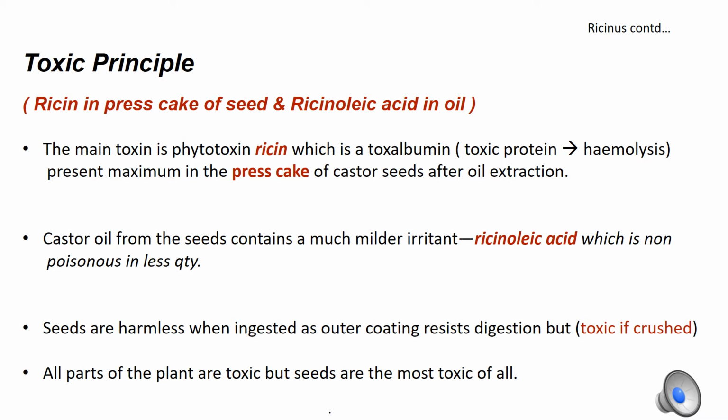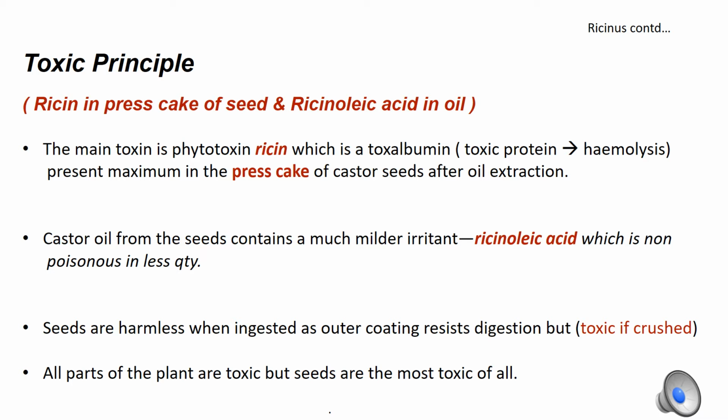The oil which comes out is usually used in lubrication of cars, as you have heard about Castrol, Mobil and all. These are usually oil from this castor plant. Whatever is left after the oil extraction, the main toxin is ricin. The phytotoxin ricin causes hemolysis of the blood. This is the press cake of the castor seed after oil extraction.